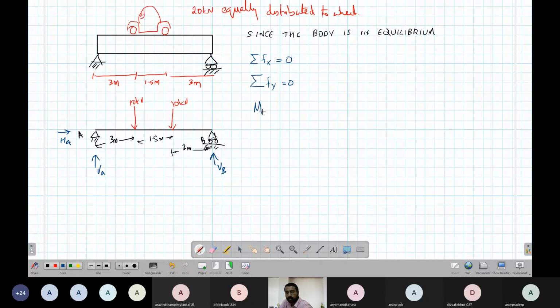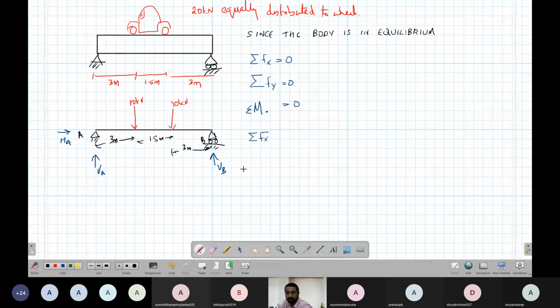And moment about any point should be equal to 0. Okay, let's solve this. It is straightforward. What we do is we find the components of forces in the x direction. So, summation of forces in x direction.